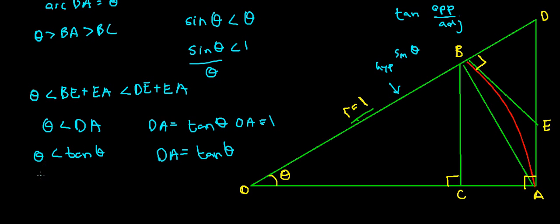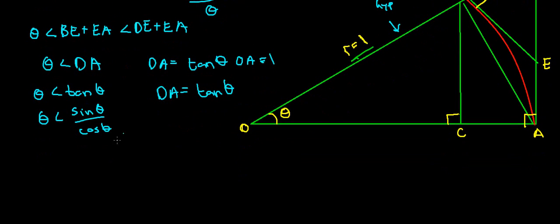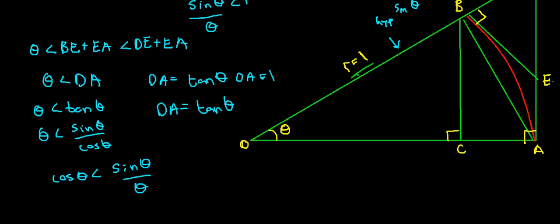And tangent theta is sine over cosine. So if I multiply both sides by cosine and divide by theta, I'm going to get cosine theta is less than sine theta over theta. So now I have two inequalities. I have sine theta over theta, and it is less than 1 but greater than cosine theta.